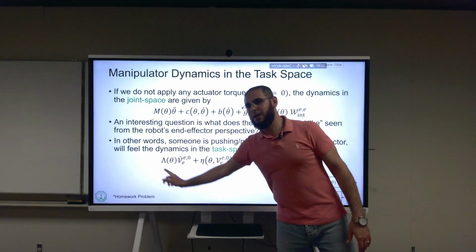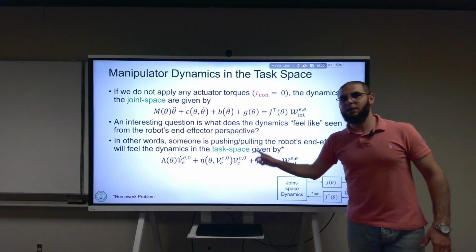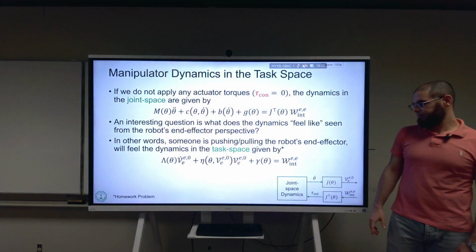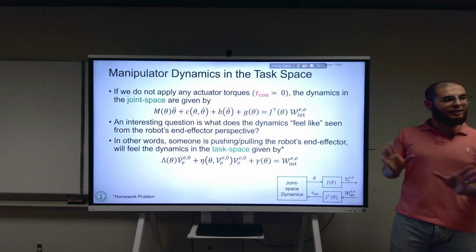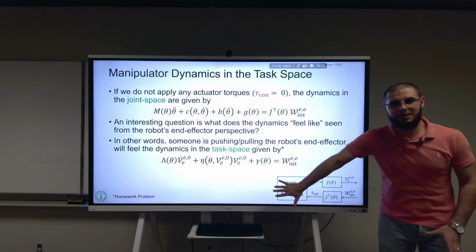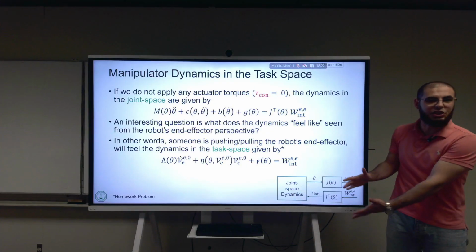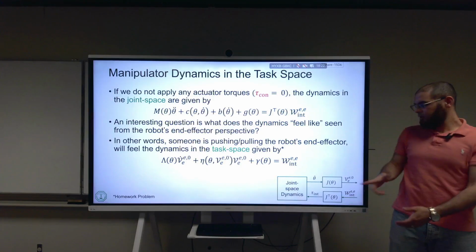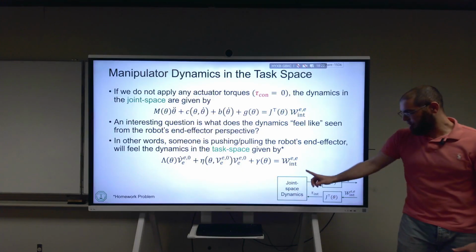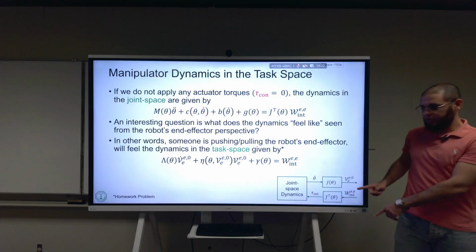This will have to be a 6 by 6 matrix, and this will have to be a 6 by 1 covector. Okay. So what we did is simply that we took the joint space dynamics. We took the effect of the J and the J transpose, but as an inverse, and we combined both of these together to have now an input-output relation.